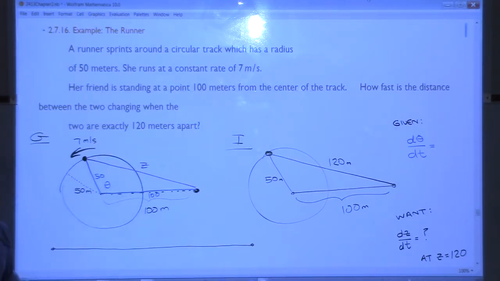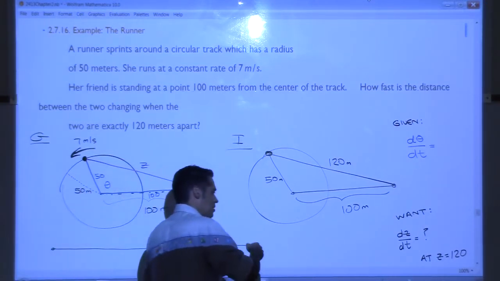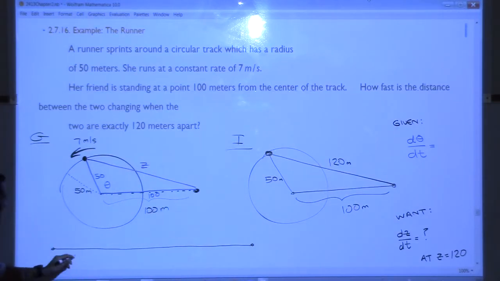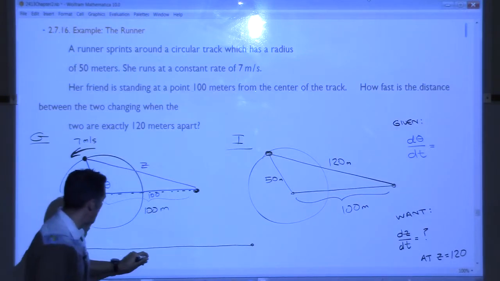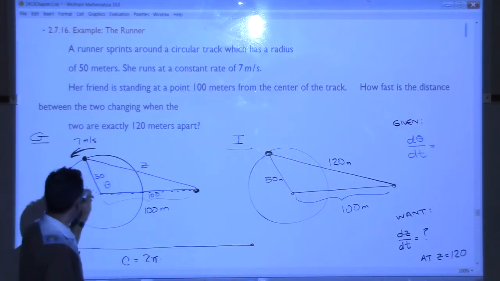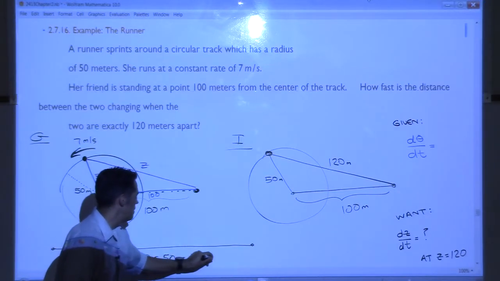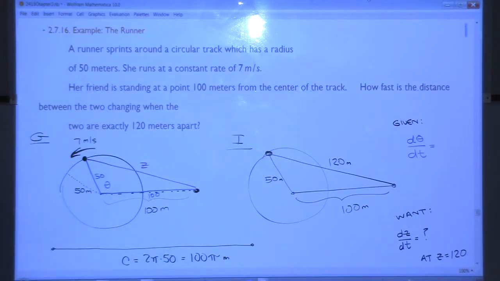It's the circumference of the circle, right? Instead of looking at this person as running around a track, just cut the track open, lay it flat, and it's like they're running a straight track. And that distance is the circumference of that circle, which is 2 pi times the radius of the circle, which is 50 meters, which is 100 pi meters. Do you all agree that's how long the distance is around the track?